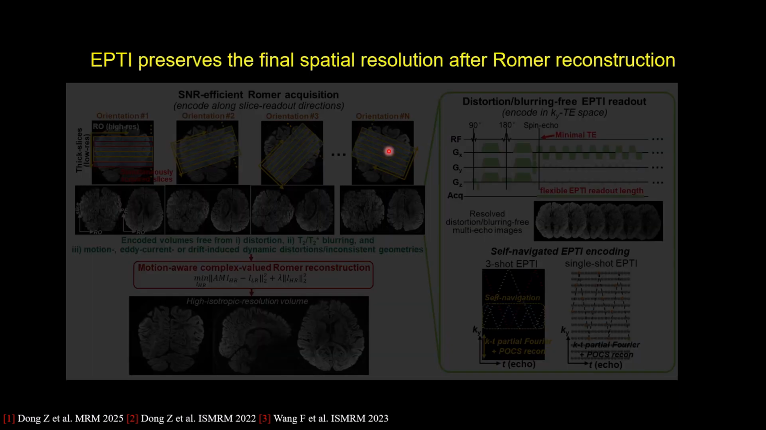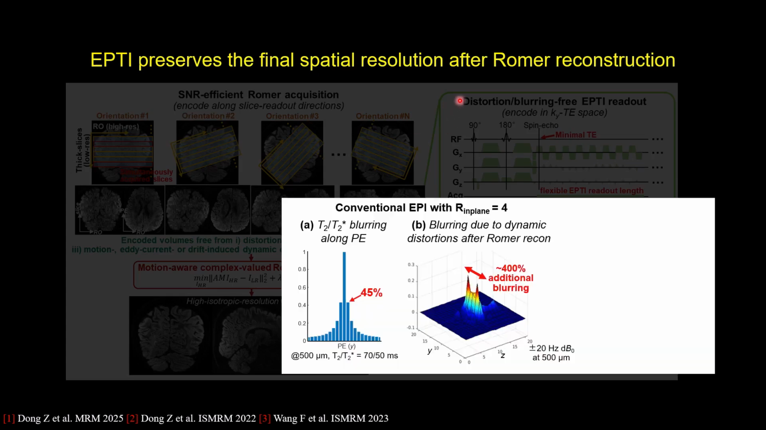EPTI's distortion-free nature is very important for preserving the final spatial resolution after Romer. Here it shows that EPI not only suffers from T2* blurring along the phase encoding direction, but the dynamic distortion it introduces in the thick-slab encoded volumes will introduce detrimental blurring after the Romer reconstruction.